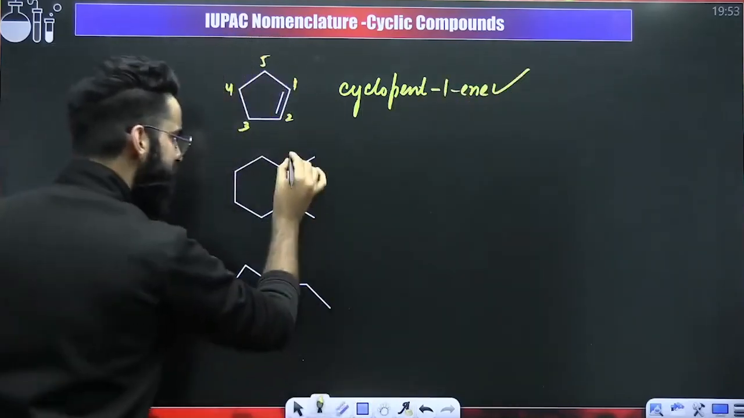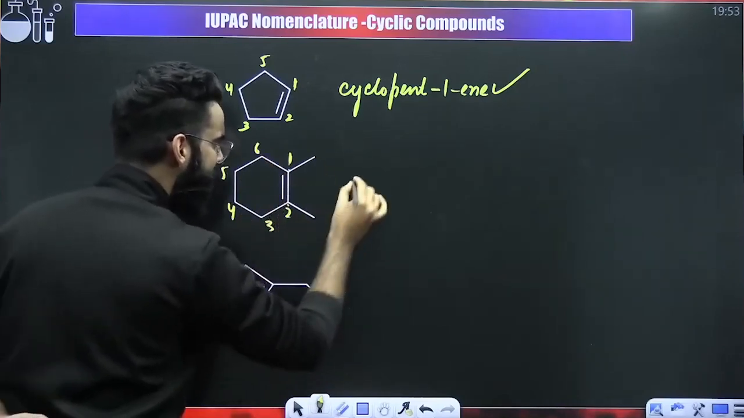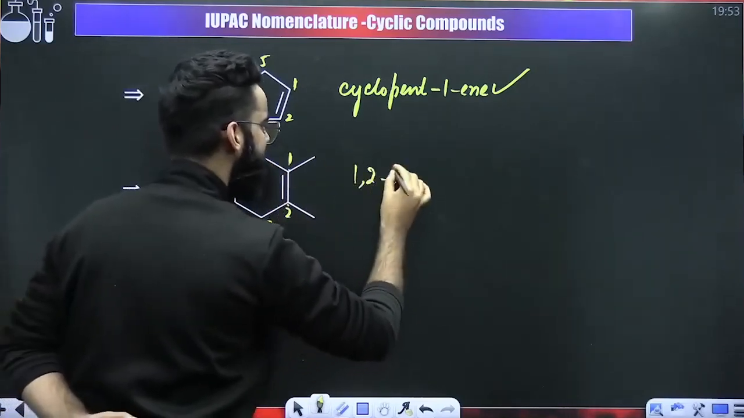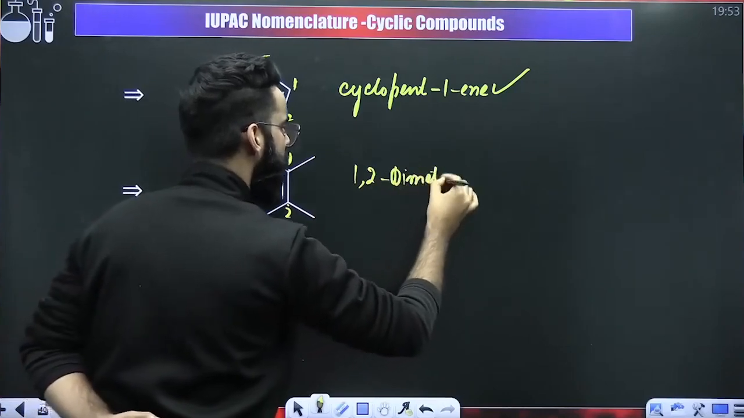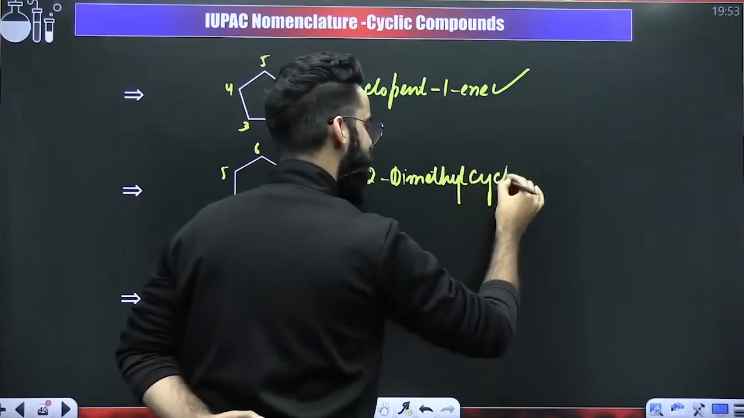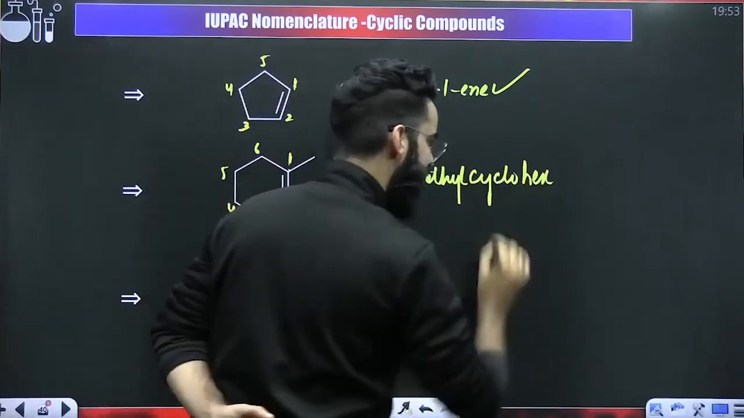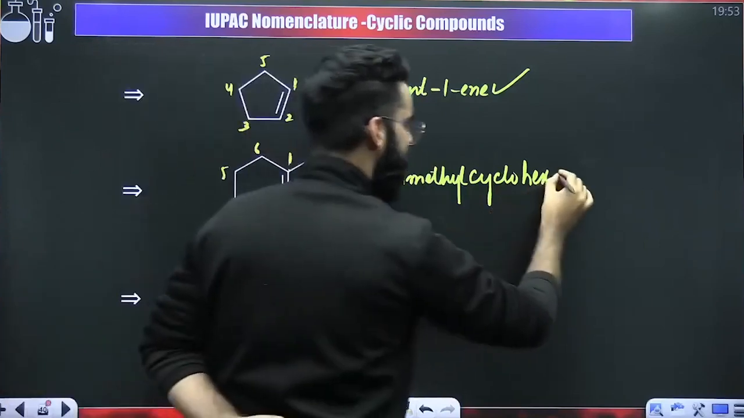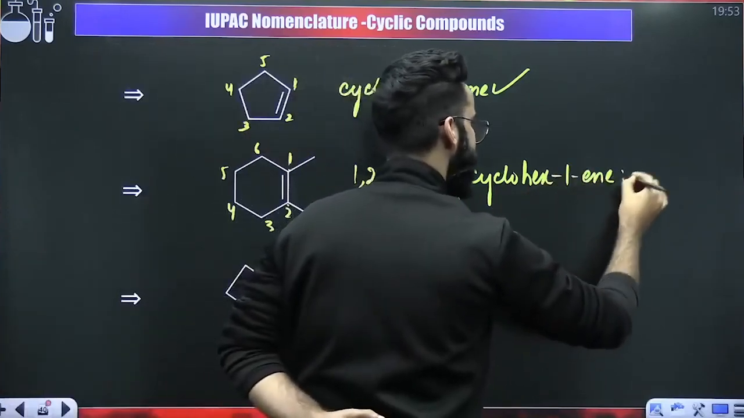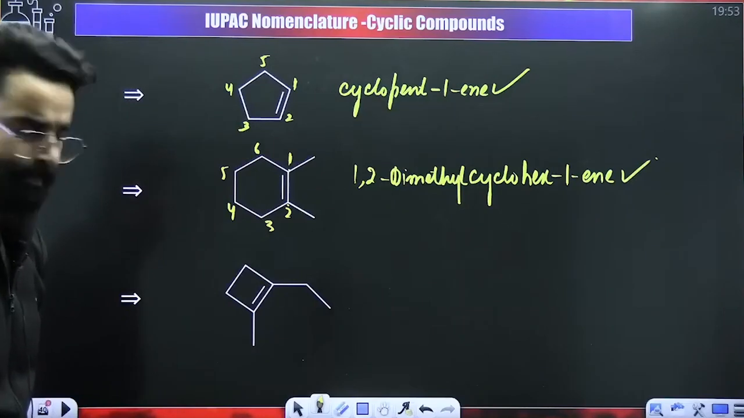Simple, right? Let's call this 1, 2, this is 3, 4, 5, and 6. At 1 and 2, 2 methyl groups. So 1,2-dimethyl. Then it is cyclo. In the main chain, 6 carbon atoms, so hex, 1 double bond at carbon number 1. So it's ene. That's the name of the compound. Done and dusted.